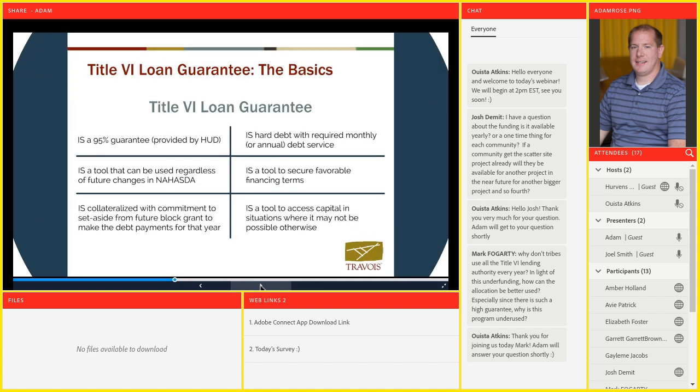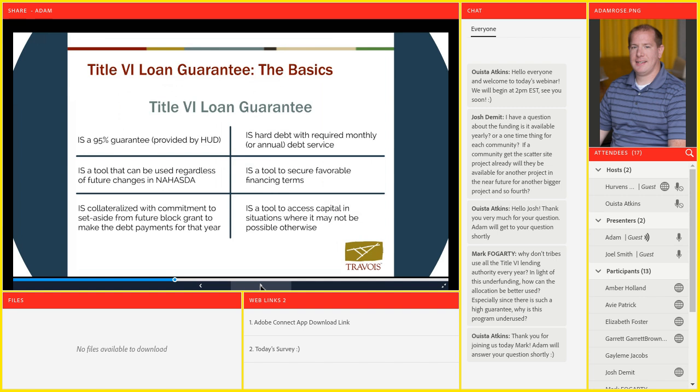So Title VI loan guarantee, it is a guarantee. It's not a grant provided by HUD. It enables tribes and tribal housing authorities to access a loan that they wouldn't otherwise be able to get. It's also irrespective of any changes that could happen with NAHASDA. If NAHASDA were to go down a little bit, that doesn't change the full faith and credit of the U.S. government making this guarantee. It's collateralized with, basically, HUD understands that the tribe is going to have allocation of future block grant in the future. The project cash flows aren't necessarily underwritten to require that repayment. The land itself is not the collateral.